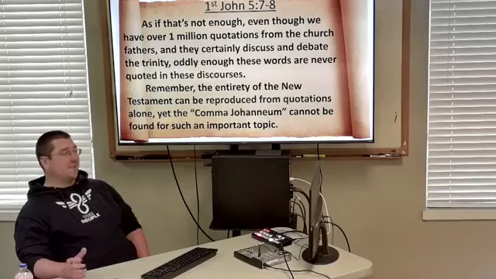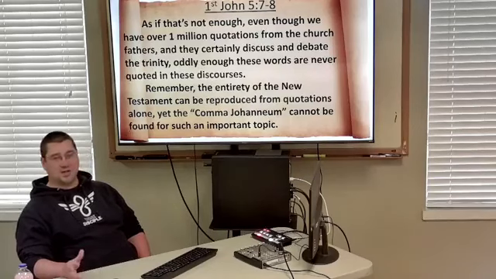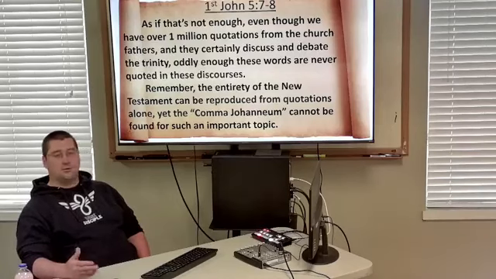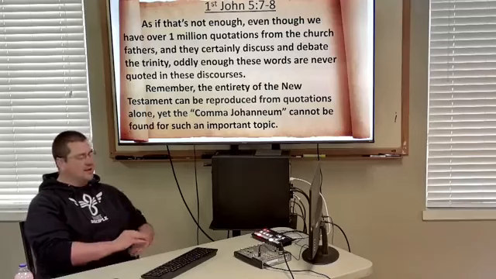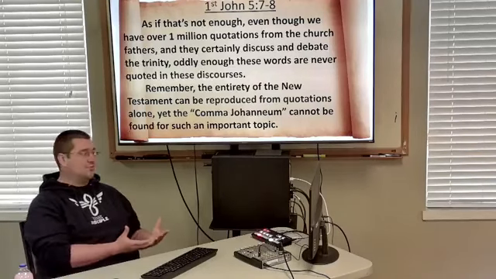But if that's not enough, even though we have over 1 million quotations from the Church Fathers, and they certainly discuss and debate the Trinity, oddly enough, these words are never found or quoted in these discourses. So you'd think if they had this verse, of anything they could quote when they're talking about the Trinity, this would be one of the hot spots.